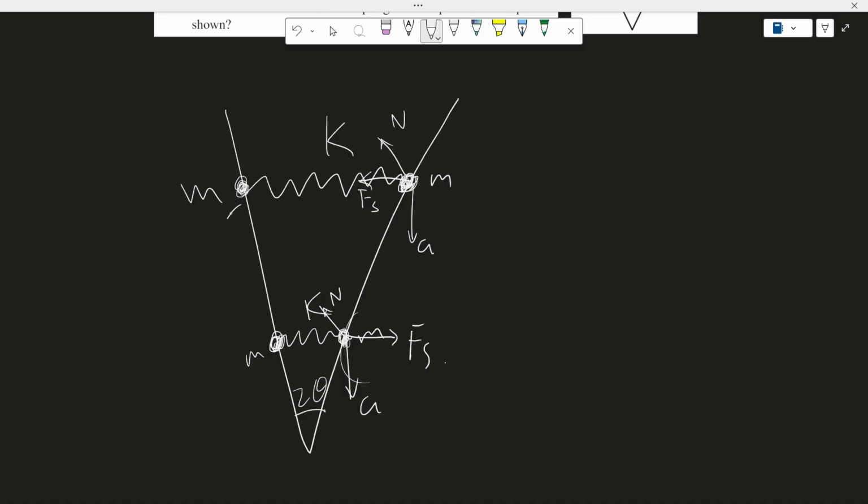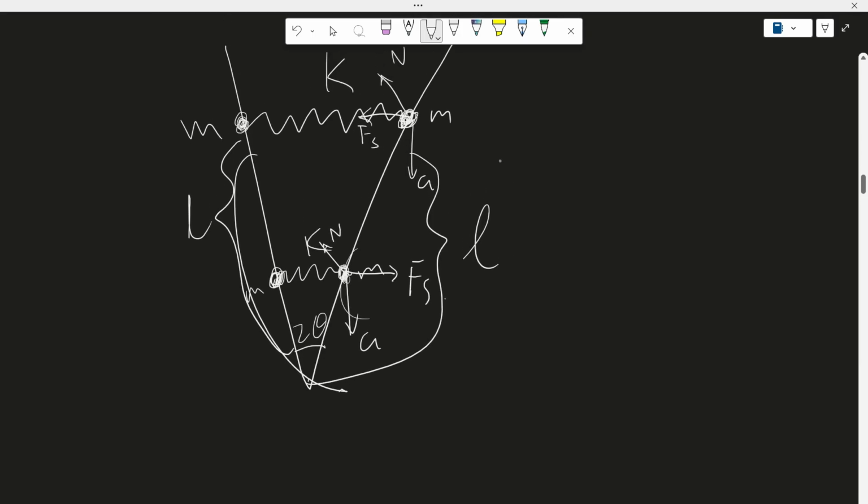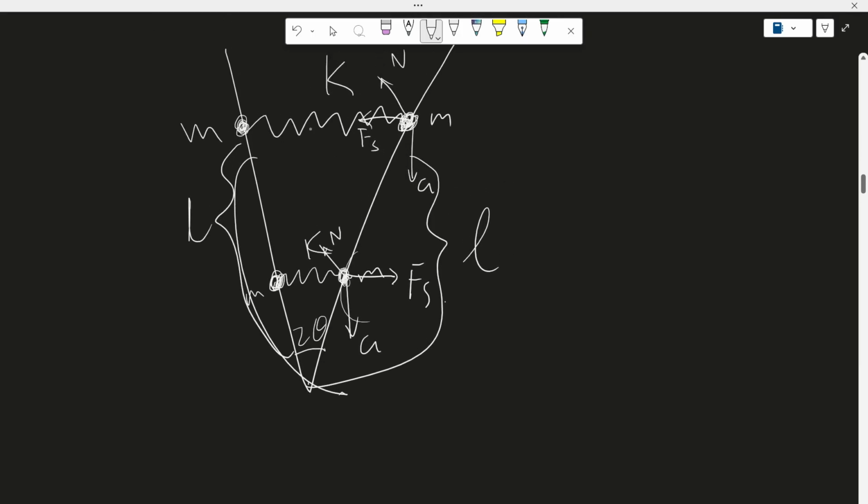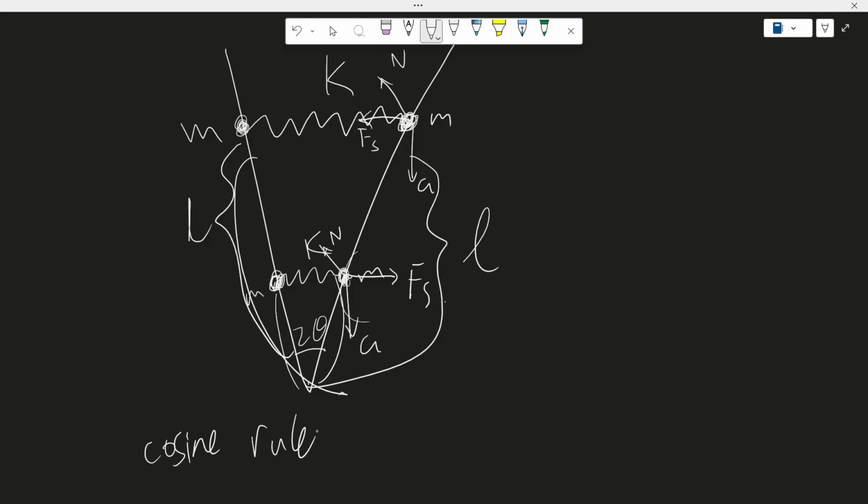So why don't we call this length L, from the mass to the bottom, and then we can call this L2, since they are always parallel, as indicated by the question. We just need the length of the spring here and here. So how can we do that? Well, we can do it using the cosine rule, right? Because we know that this is an isosceles triangle.